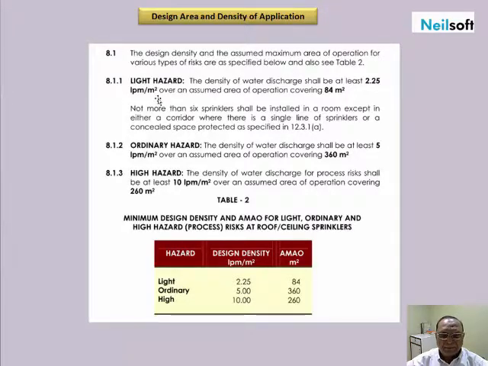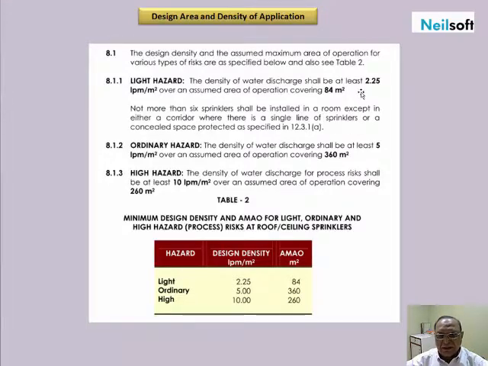namely what we see over here is the light hazard. For light hazard, the design density of the water discharge shall be 2.25 liters per minute per meter square over an assumed area of operation covering 84 meter square. For ordinary hazard, the density of water discharge shall be at least 5 liters per minute over an assumed area of operation covering 360 meter square.